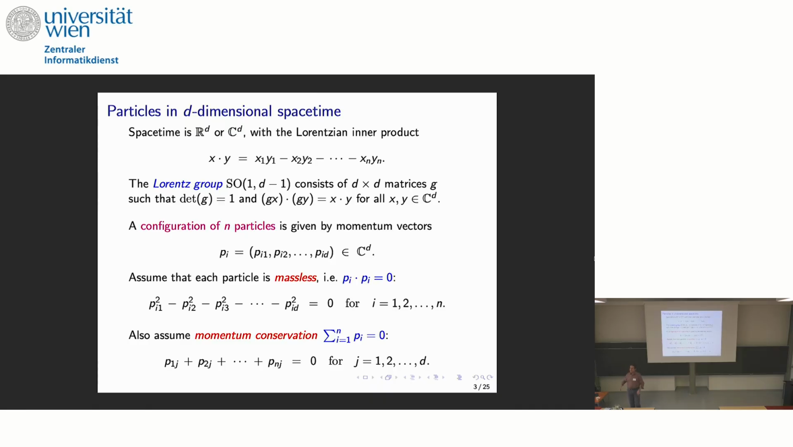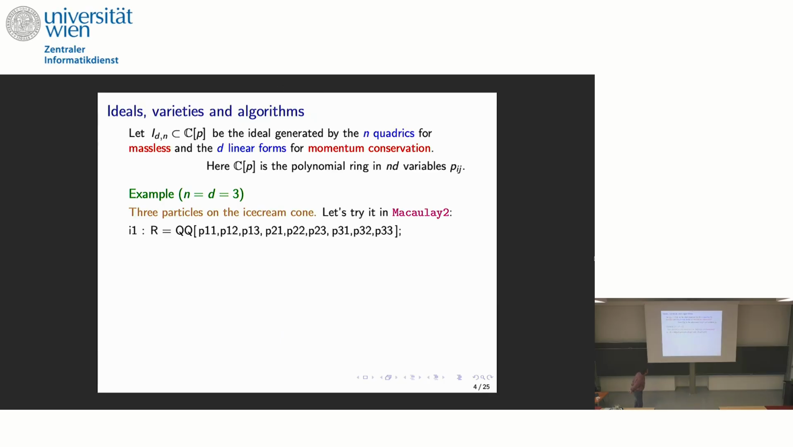So think about an n by d matrix of variables. The column sums are all 0, and every row satisfies the same quadratic equation. I throw these into an ideal. Let's try this for n equals d equals 3. So we have 3 particles on the boundary of this ice cream cone.